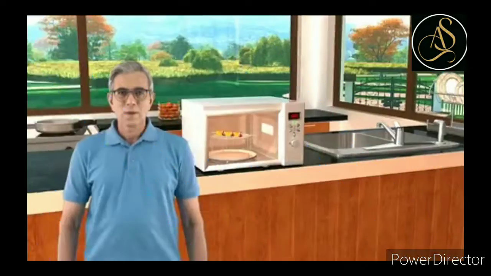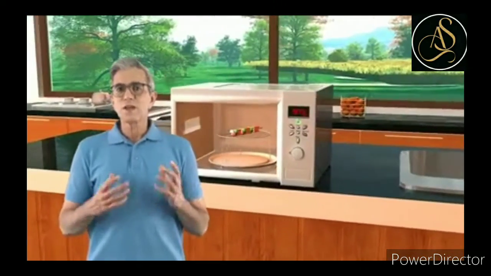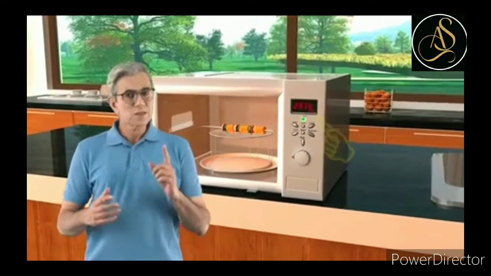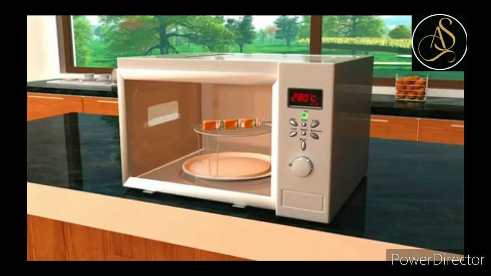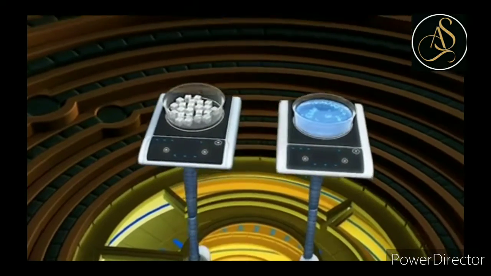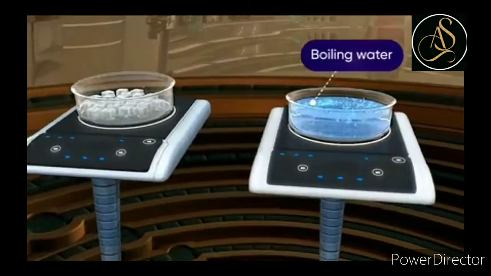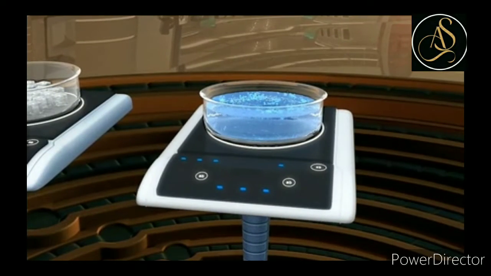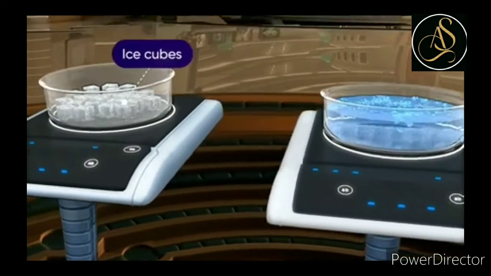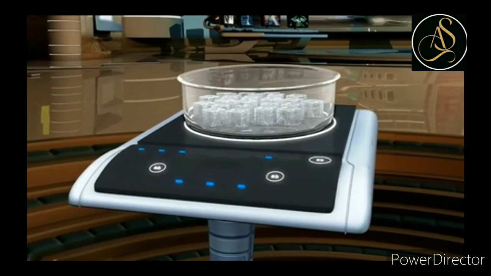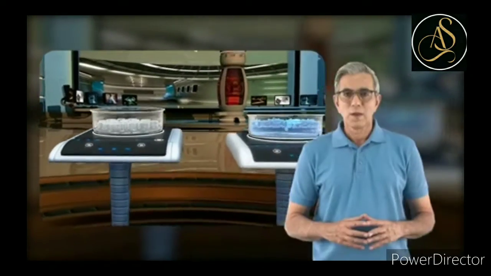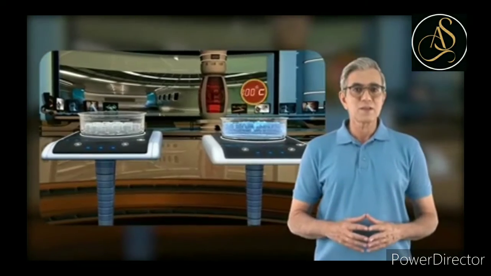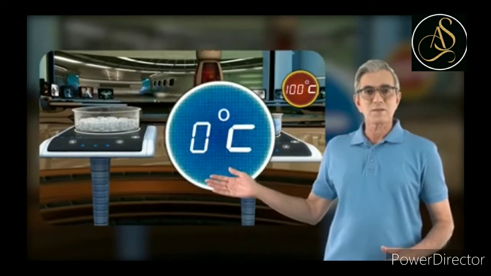Let's dive in. We generally tend to associate heat with rise in temperature. Is this always correct? Let's investigate. Take two jars, one containing boiling water and the other ice. Measure the temperature of the two contents under standard atmospheric pressure. While it reads 100 degrees Celsius in the case of boiling water, it is 0 degrees Celsius for ice.